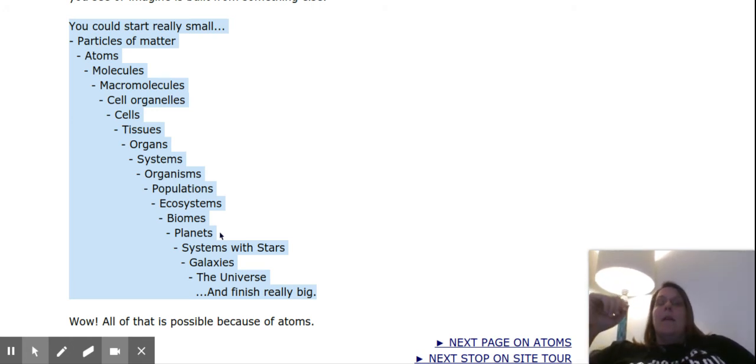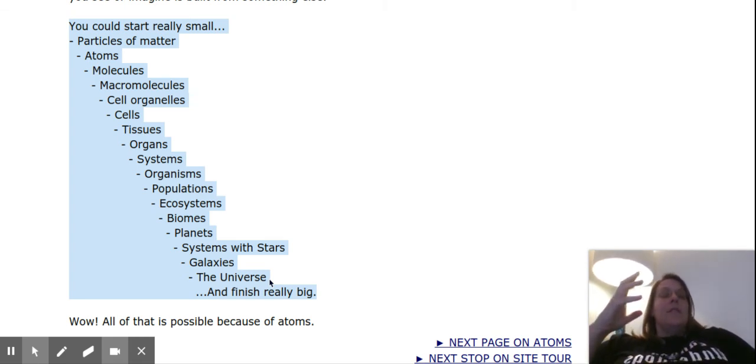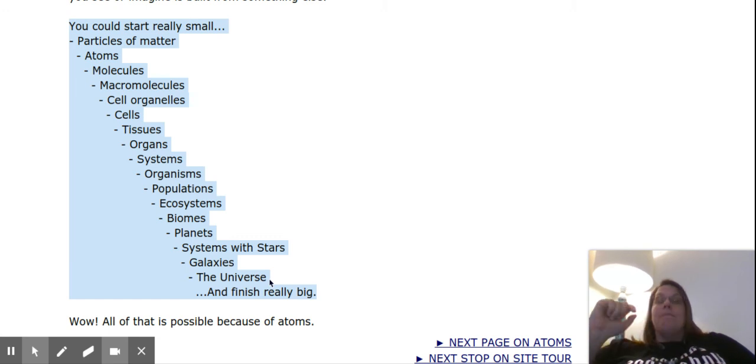Put it in there. Galaxies. That would be a fun research. Find what a galaxy looks like. And then finally, the universe. And now whoever can figure out what a universe would look like, that's awesome. Use your imagination. Use your ability to pay attention. That'd be great. I would love to see it.